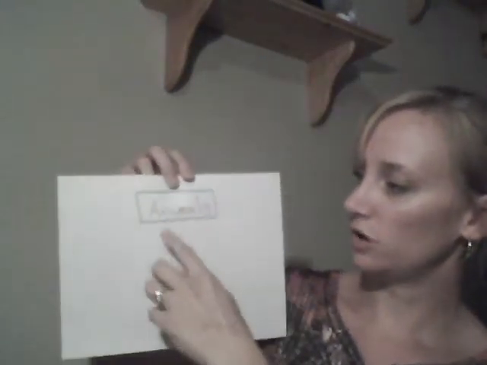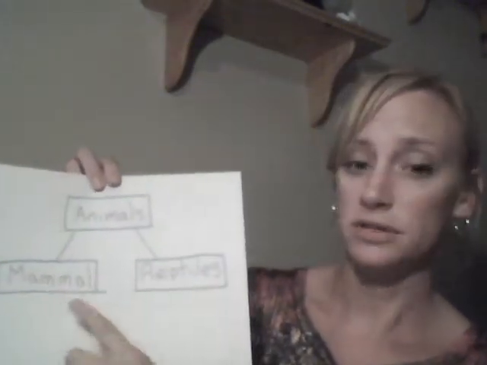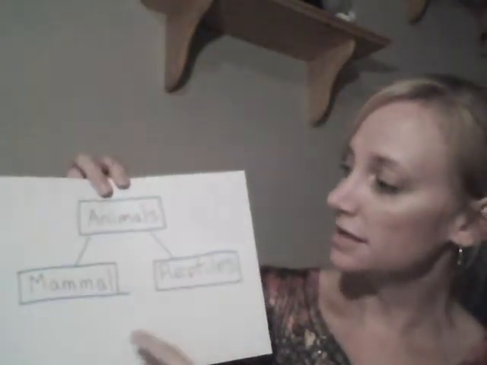The topic would be animals, and we're going to classify the animals on their natural characteristics. But first, right here, you would start with animals. Animals would be the major topic, and then you would break it off into mammals and reptiles. I don't know if you can see that. Mammals and reptiles.